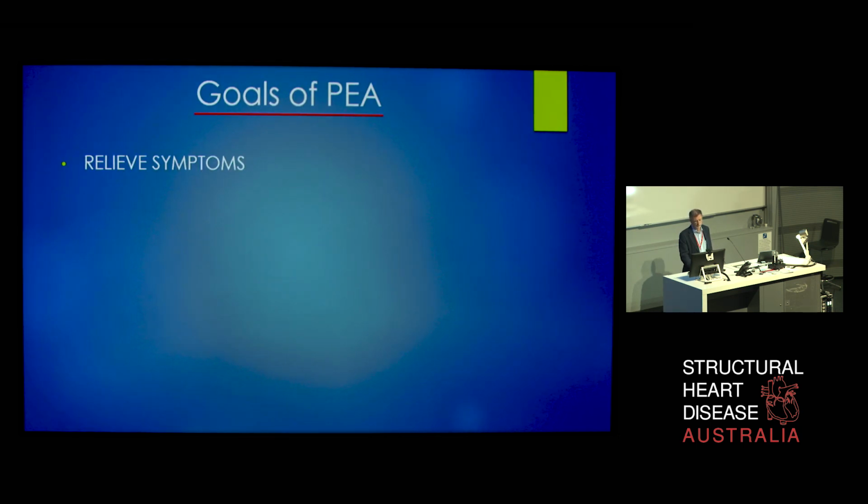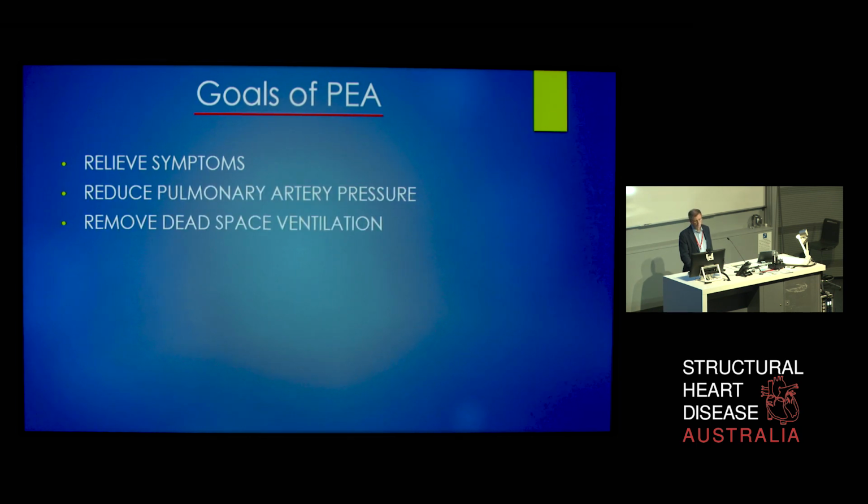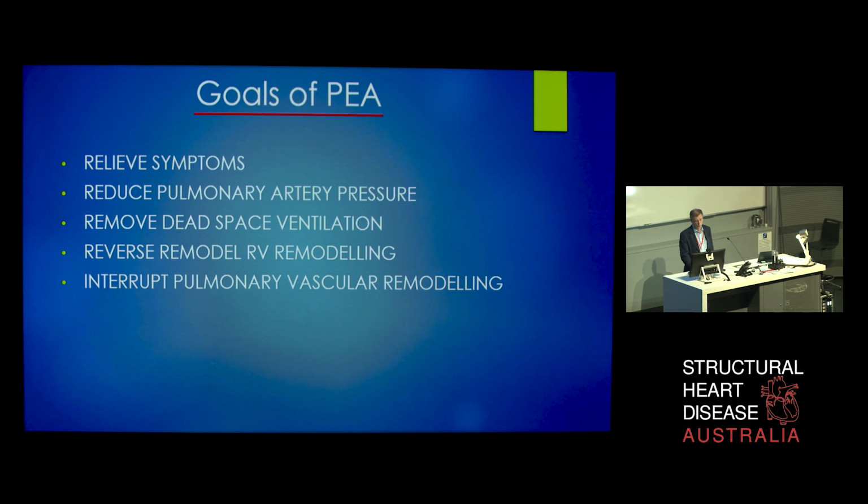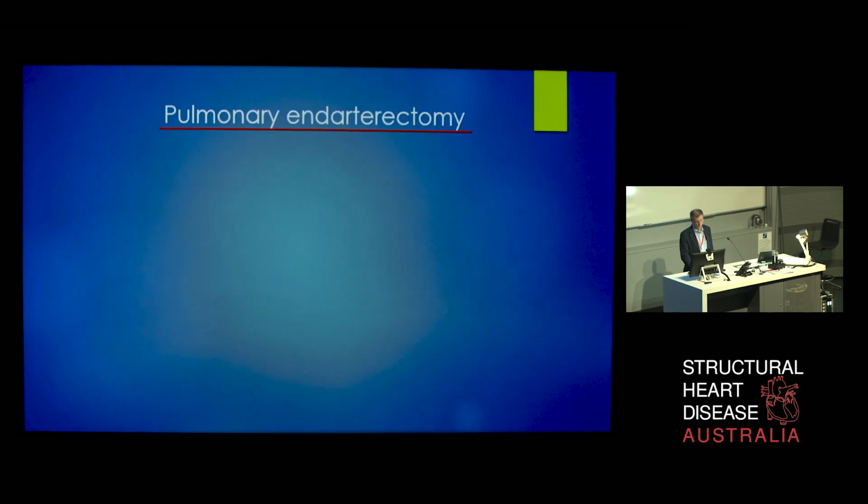So the goals of the pulmonary endarterectomy are obviously to relieve symptoms, reduce pulmonary artery pressure, and remove dead space ventilation. Often patients are symptomatic with CTEPH not because of pulmonary hypertension, but because of dead space ventilation. These are the patients that wake up after a pulmonary endarterectomy and say, "I can now breathe." That's because you've taken away their dead space ventilation. Obviously, it also reverses the remodeling of the very adversely remodeled right ventricle, interrupts the pulmonary vascular remodeling, and increases life expectancy.